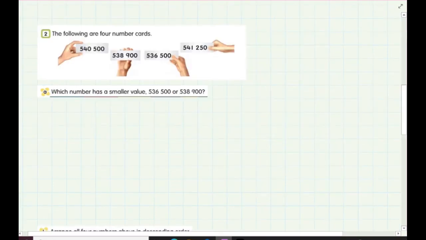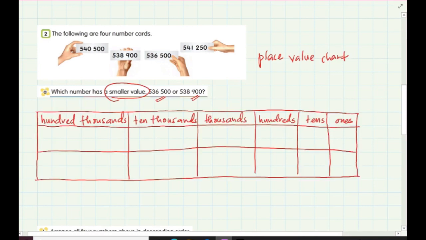Okay. Question number 2. The following are 4 numbers card. Which number has a smaller value? 536,500 or 538,900. Which one is the smaller value? Okay. Using place value chart, you can compare the value. Okay. Now fill in the chart with the numbers. According to the number, we can compare the value.